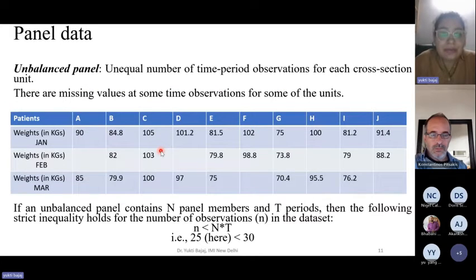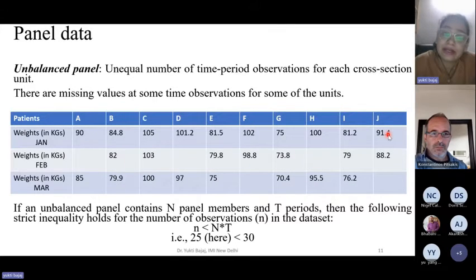Talking about an unbalanced panel, sometimes it might happen that some of my patients forgot to measure their weights on the last date. Say, for example, patient A did not note down his or her weight in February. Similar was the case with patients D, F, H, and J. All of these forgot. So what do we have here? We have missing observations. Now what will happen if I count all the observations in the data? Do you think it'll count up to 30 now? Obviously not. It's going to be less than 30, right?